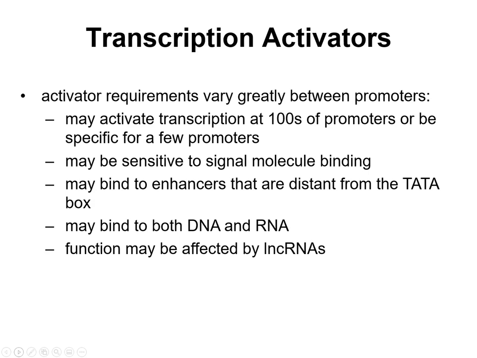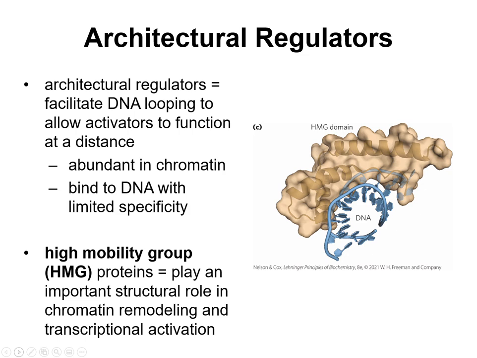Activators might also bind both DNA and RNA. Be thinking about the types of motifs that you can use in those types of proteins. And their function may be affected by long non-coding RNAs, either activating or repressing. The architectural regulators, those are the ones that were kind of the half moons. Those facilitate DNA looping and allow the activators to function at a distance. So just like we were talking about in bacteria, when you loop the DNA, you kind of bring the things together that normally wouldn't talk to each other.